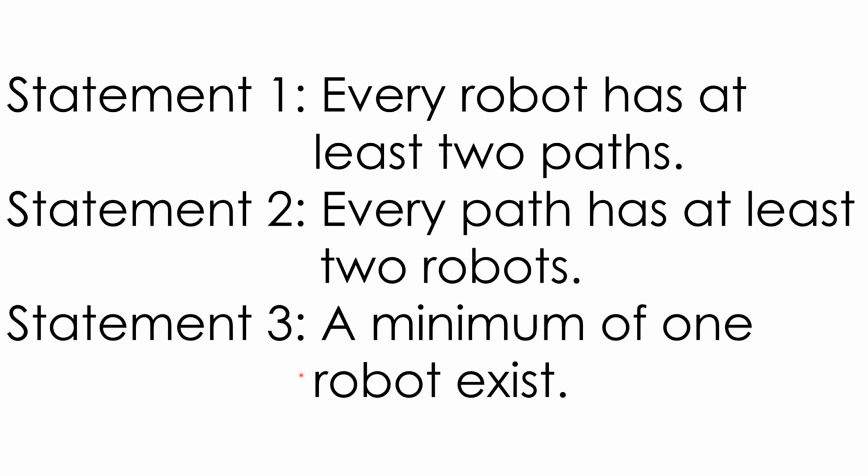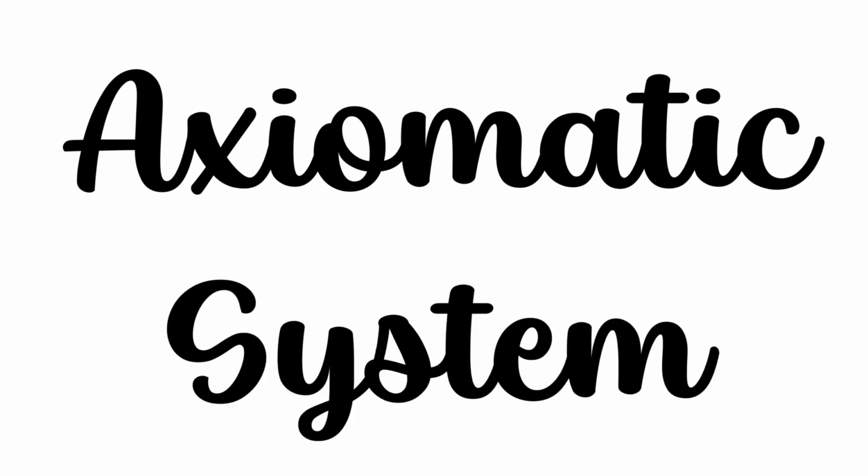Suppose you are asked to prove another statement. Say, a minimum of 1 robot exists. Can you use these 3 statements to prove it? The set of statements here are true and contain terms that are undefined or need to be defined. These statements can be used to create and to prove another statement. This set of statements are examples of an axiomatic system.